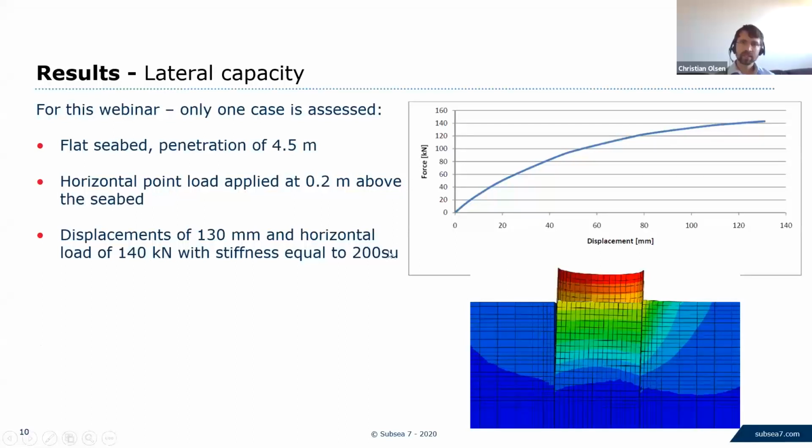0.2 meters. And we have the results on the slide here for the Abaqus analysis, and it gives us a displacement of 130 millimeters, and the load is 140 kilonewtons. What's notable here is it hasn't gone completely plastic at this time, but it's very close to the limit.